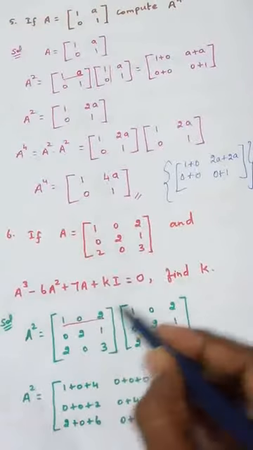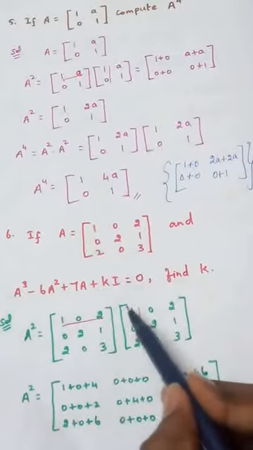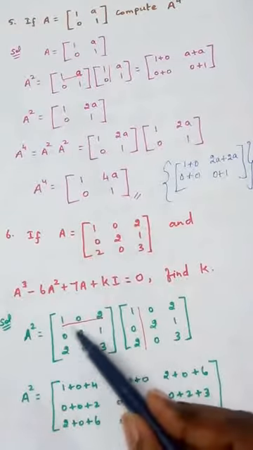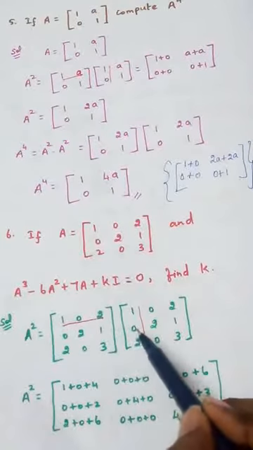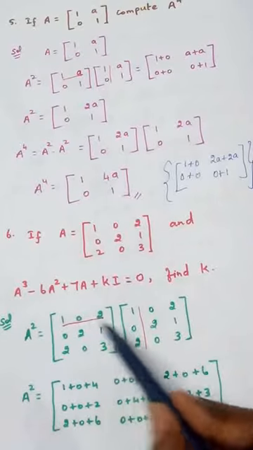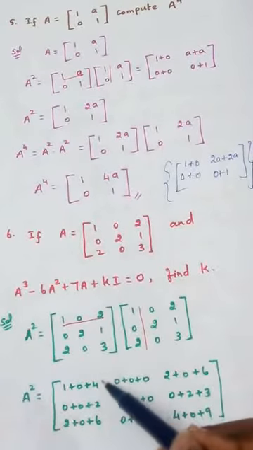The first row should be taken to the first column first, right? So 1 will combine with 1, 0 with 0, 2 with 2. That is how we will combine first row, first column, first element to first element, second to second, third to third. And 1 into 1, 1, 0 into 0 plus 0, 2 into 2 plus 4. So this is the first element.